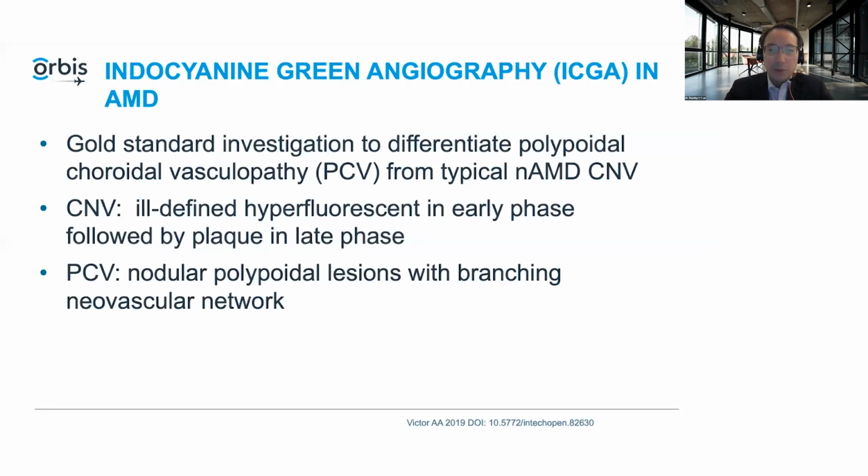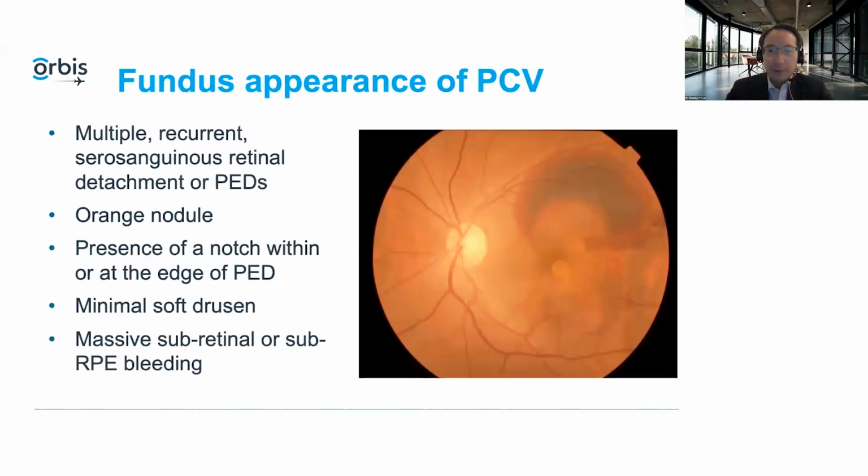In CNV, you usually see an ill-defined hyperfluorescent plaque in the late phase, and in the early phase it is just ill-defined hyperfluorescence. In PCV, you will see the nodular polypoidal lesions with the branching neovascular network. In terms of fundus appearance, these cases usually have multiple recurrent serous retinal detachments or pigment epithelial detachments. Here you can see this orange nodule, and there is usually a notch within the edge of the PED. You don't have the typical soft drusen you see in neovascular AMD, and you also do not get massive subretinal or sub-RPE hemorrhage.